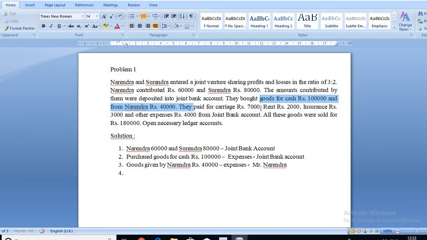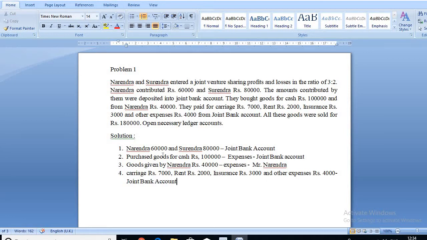Now come to the next transaction. They paid for carriage 7,000, rent 2,000, insurance 3,000, and other expenses 4,000. The last transaction is that they paid these from the joint bank account. So for these expenses, the payment is made through the joint bank account. So this is the problem.